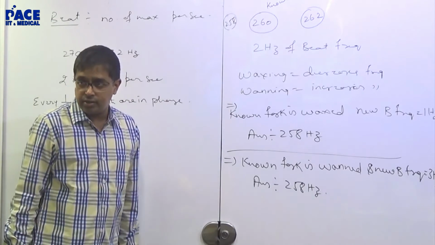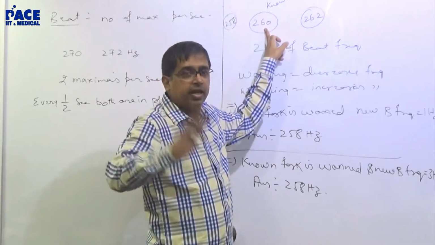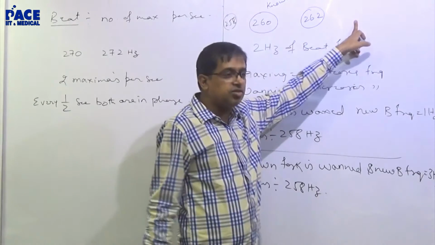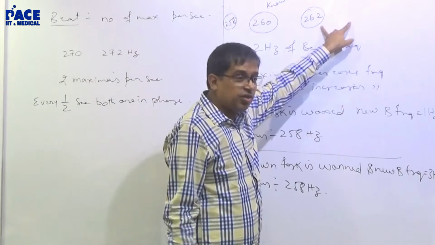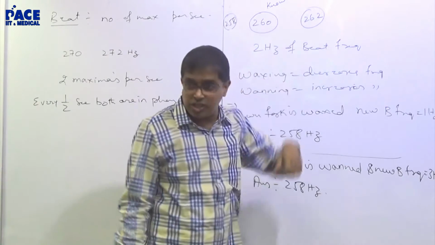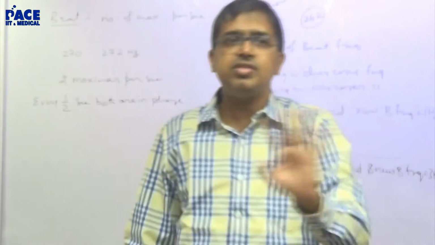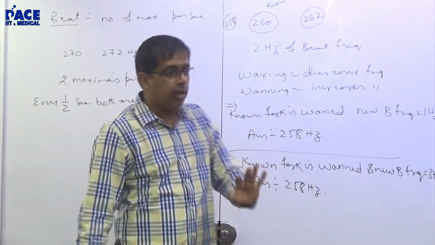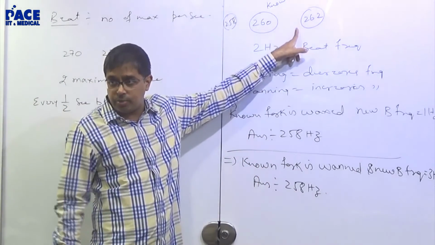Is the logic clear? Now here students will get confused. Suppose I kept waning it and I kept increasing this frequency to 265. Now the difference is 3 here. Your answer could as well be 262. Remember, on waxing or waning, the frequency will not change by such a huge value. It will change by a very small value. Are you clear about it?